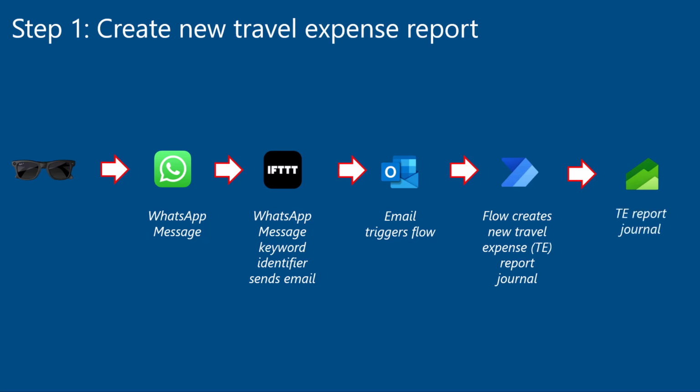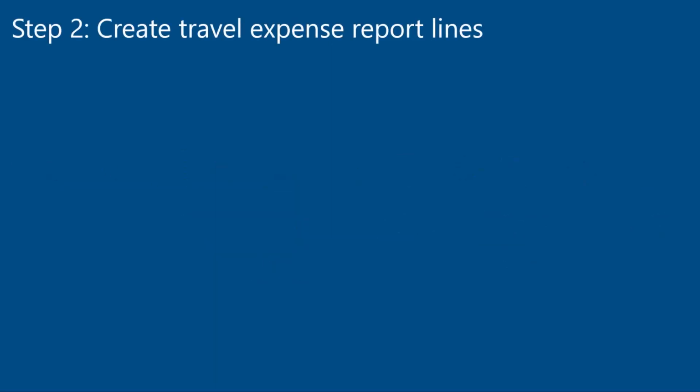and this flow will then create a travel expense report journal. Once we have that, I will make photos with my smart glasses, and these photos will be automatically imported into the Meta View app.